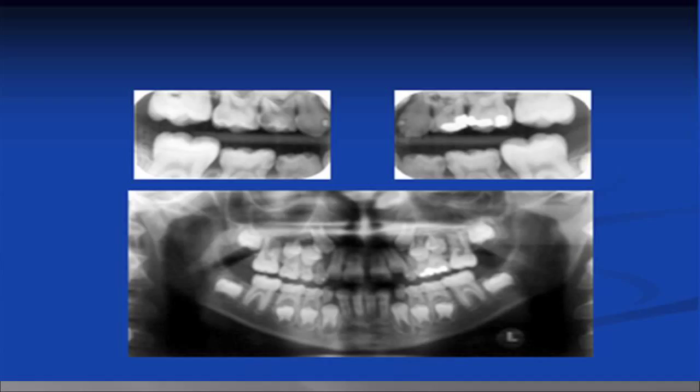Unfortunately, this child has several areas of decay, these dark shadows appearing within the substance of the tooth, here, here, here, and also over here. So some of these teeth may not survive and have to be extracted, which is too soon for the permanent teeth, which aren't ready, so they'll have gaps which can cause movement of teeth and crowding and lead to sort of orthodontic problems and so on.